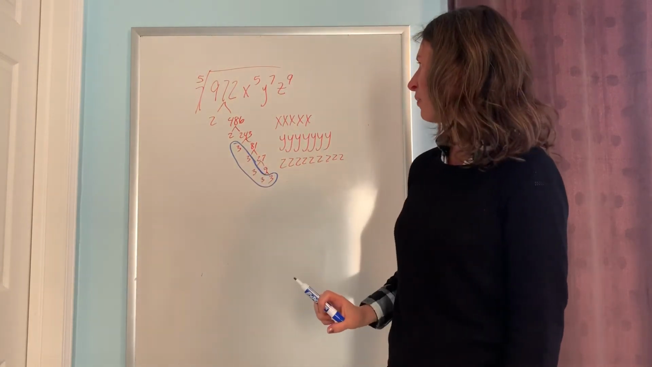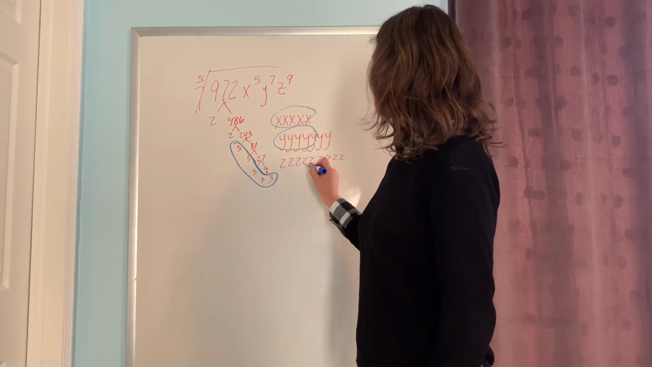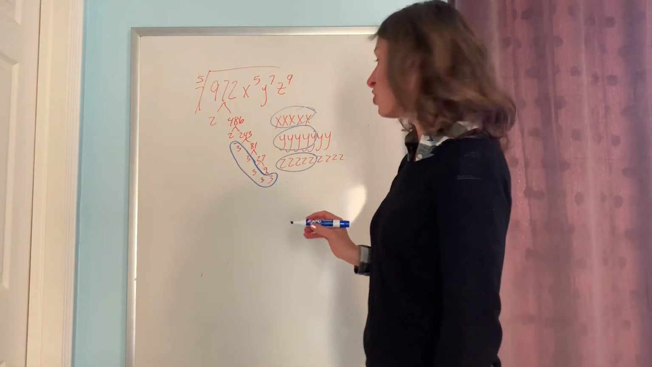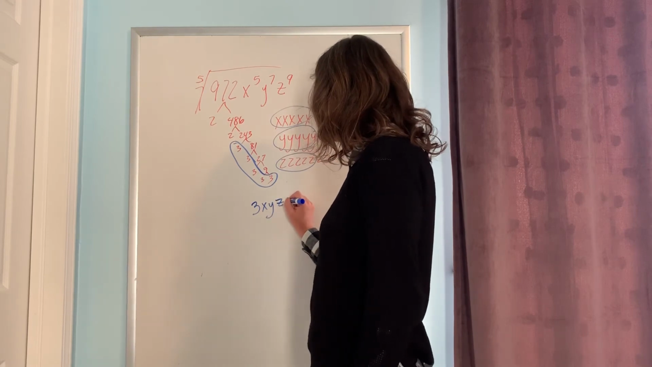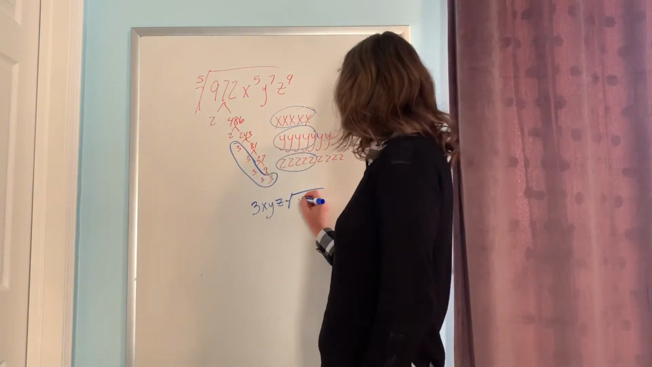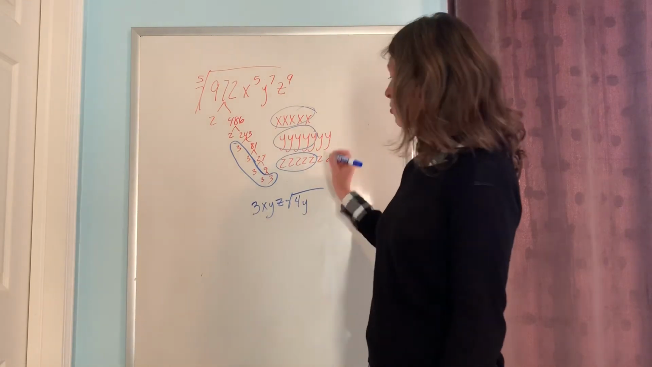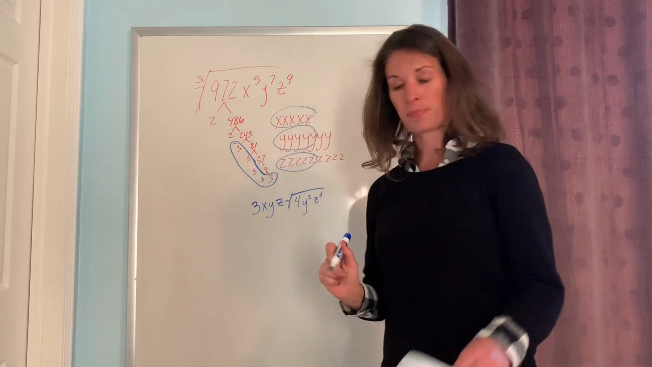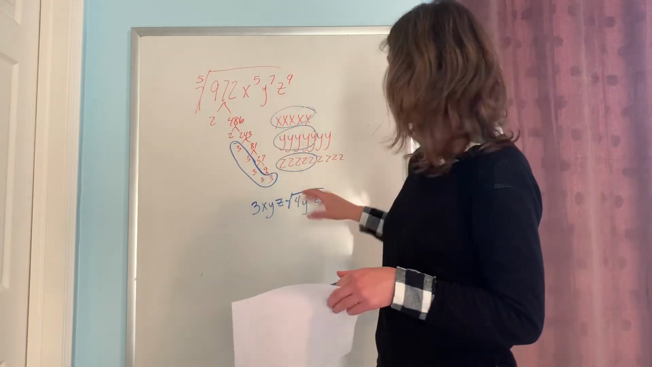I have 5 3's, I have 5 x's, 5 y's, 5 z's. So everything that's circled gets to come out of jail. I have 3 x, y, z. And anything that's not circled goes back in jail. 2 times 2 is 4. And then I have y, but I have 2 of them, so it's y squared. And I have 4 z's left over, z to the 4th. That's it. So anything that did not get circled stays in jail.